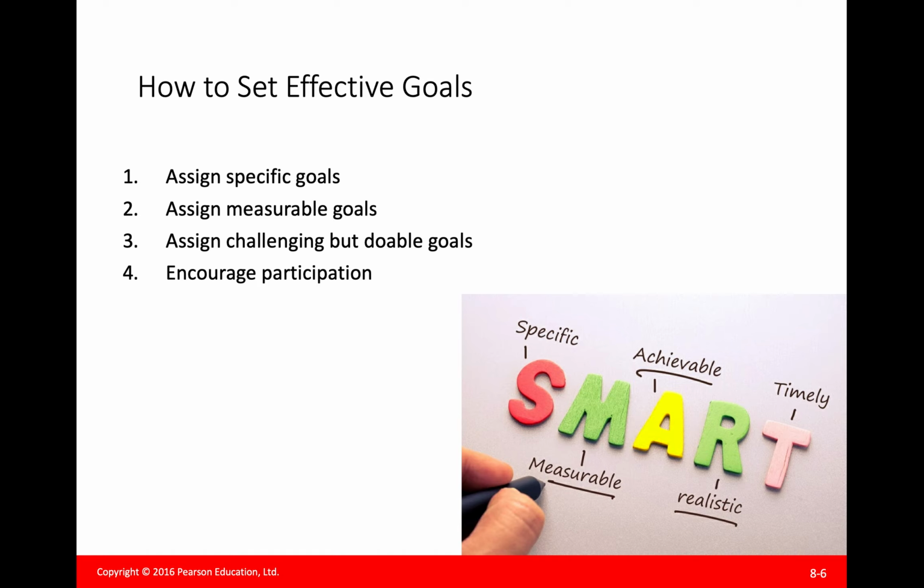Yeah, so we remember those 4 guidelines when we set goals for employee performance. Specific, measurable, challenging goals should be challenging but doable. And we should encourage participation.